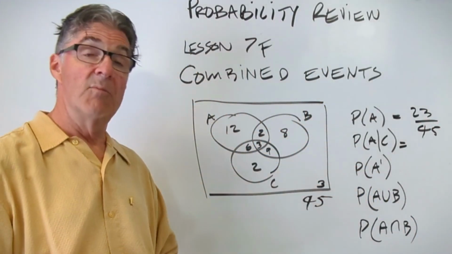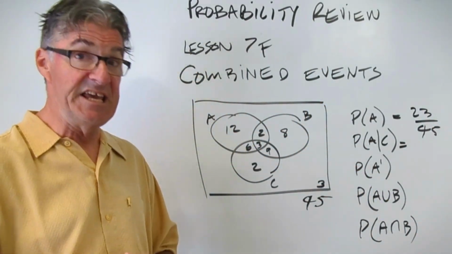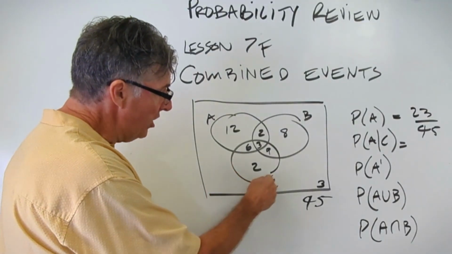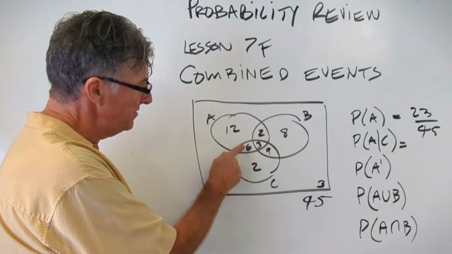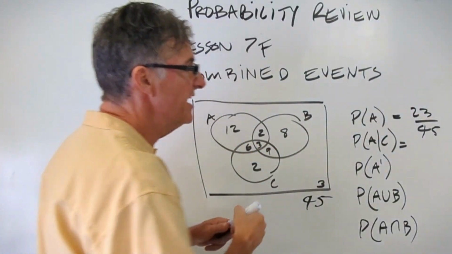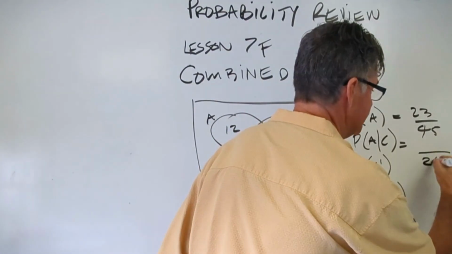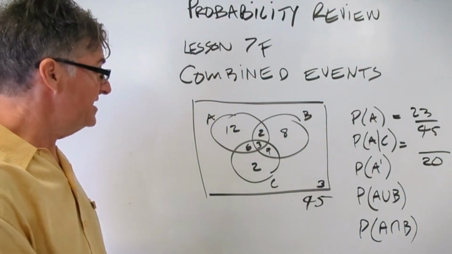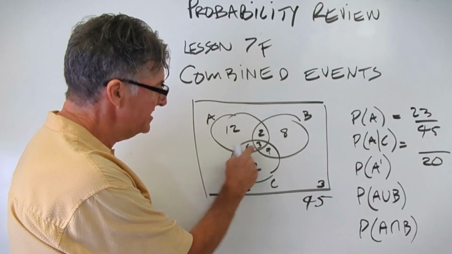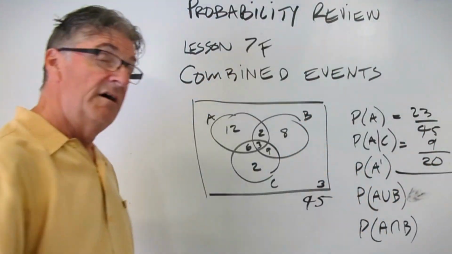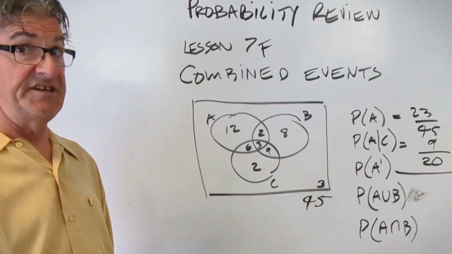Now the second one: the probability of A happening given that C already happened. That would be all of the C's. So we have 2 plus 6 makes 8, plus 3 makes 11, plus 9 equals 20. That's the bottom, given that C happened. And then we need all the A's that are in C. That would be the 6 and the 3, which makes 9 out of 20. Next, figure out the probability that's not in A.